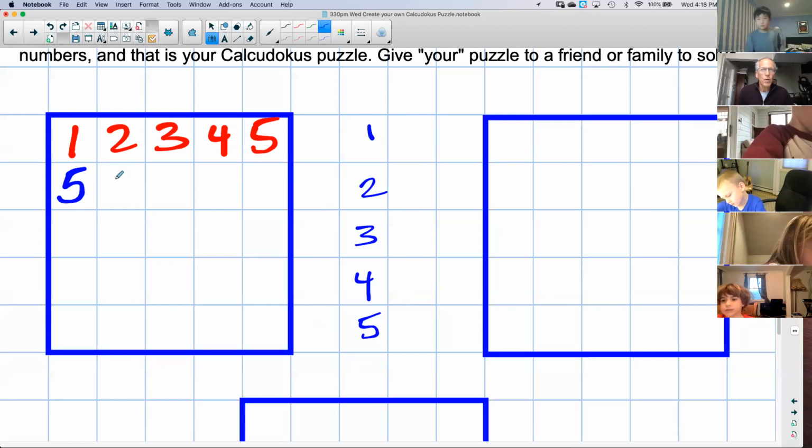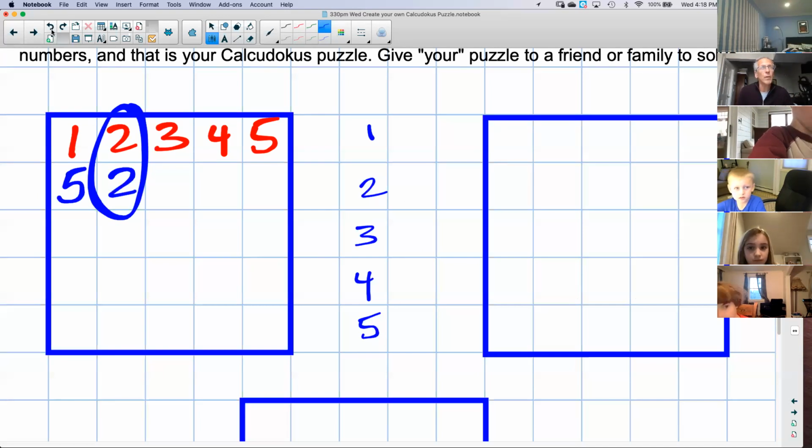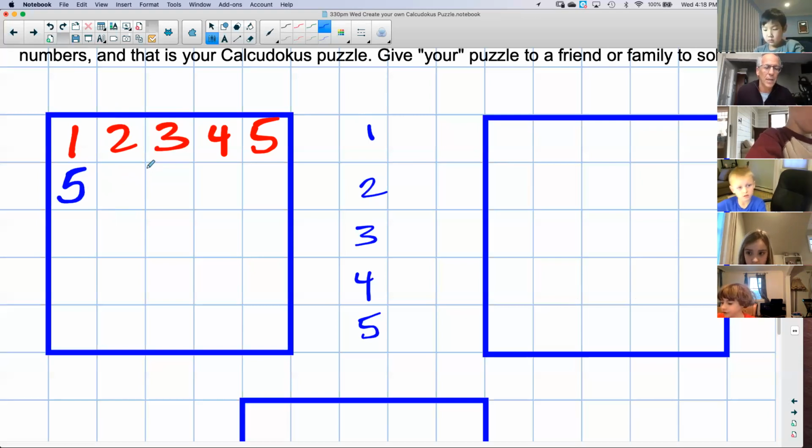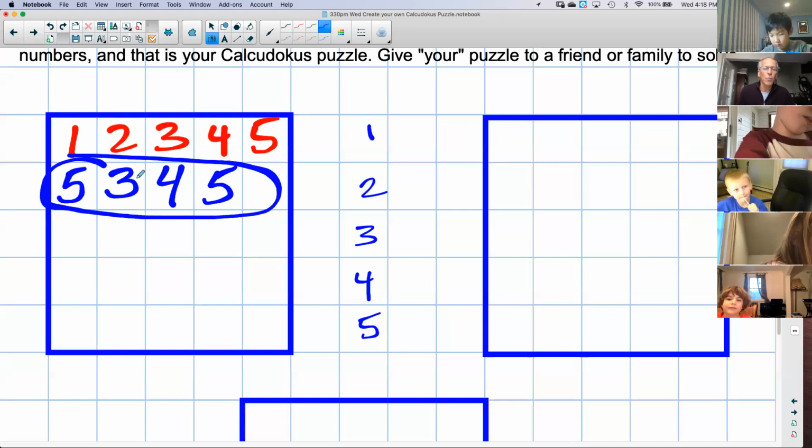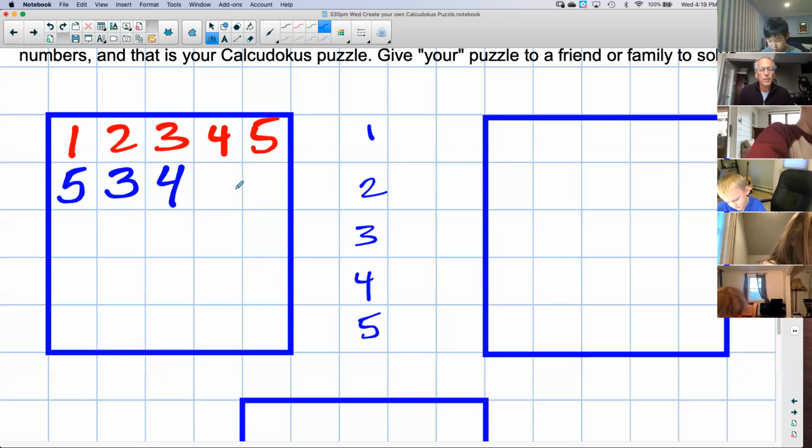A 2. Roman, can you have 2 2s in the same column? Of course not. So it can't be a 2. That's the only number it can't be. A 3. It can be a 3. 4. Keep going. 5. Can you have 2 5s in the same row, Roman? Then it can't be a 5. Then a 1.